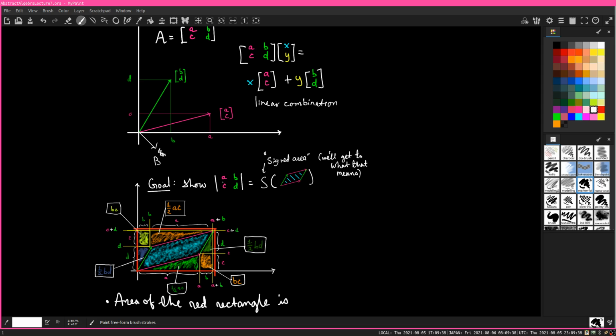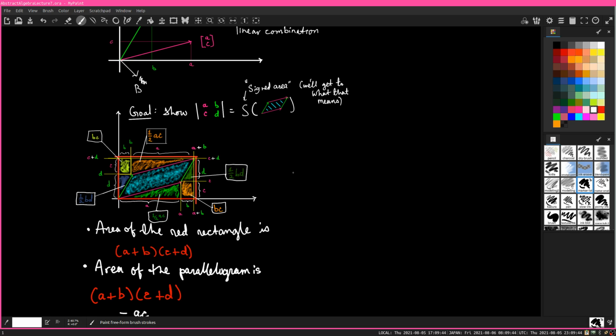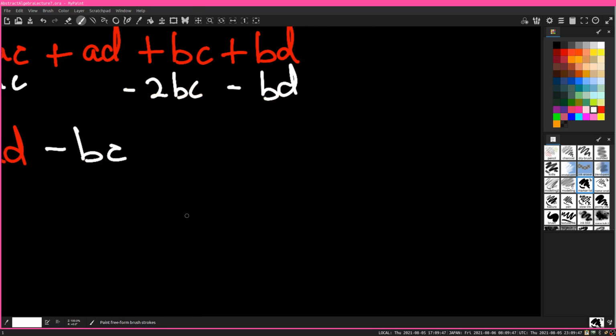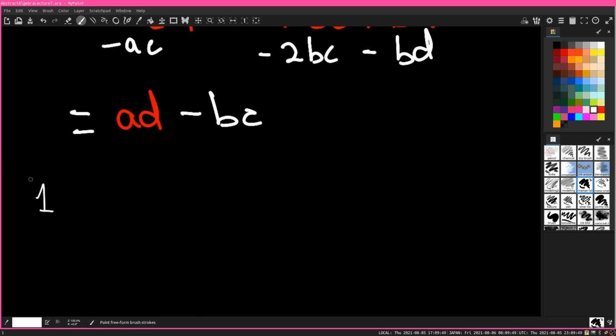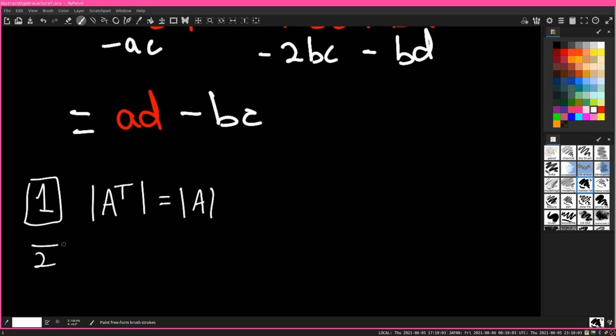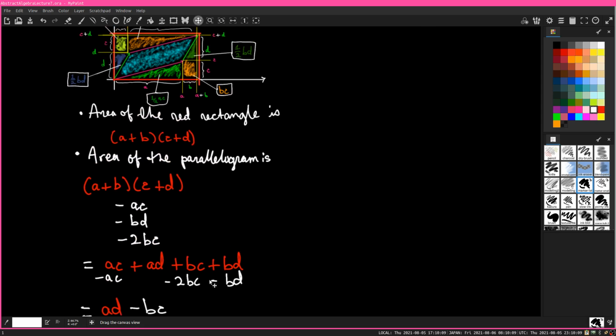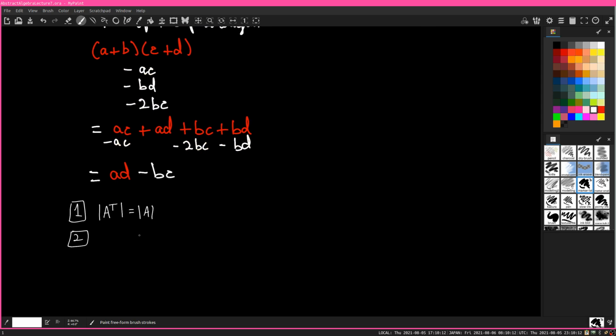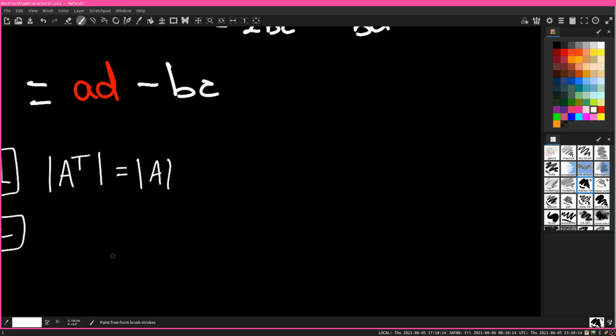Now I'm going to give you two exercises. Number one, try to convince yourself, using a similar picture, that the determinant of A transpose is equal to the determinant of A. Number two, convince yourself that if you swap two of the rows, then you get the opposite sign.